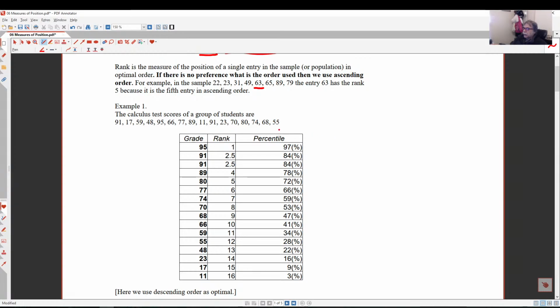And that is not necessarily always the order we would follow, for sometimes we have an optimal order, the order that would be relative to what the data is about. So for example, I have a group of students here taking calculus tests, and the first student scored 95%, the second 91%, and so on. So in this particular case, I would rank from the top down. Again, the default rank is from bottom up, but sometimes you could also rank in a different order.